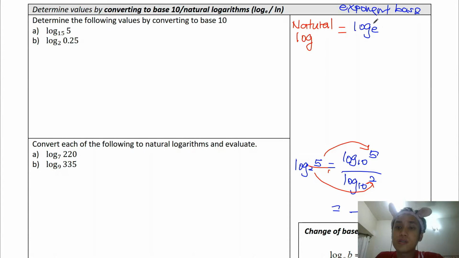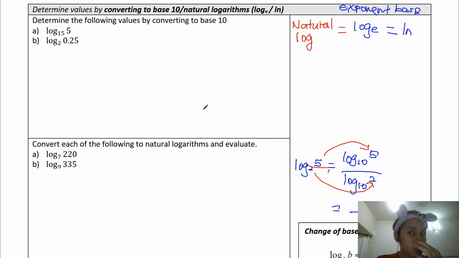Another way for us to write log e, they simplify it. Instead of writing log e, they simplify it into ln. On your calculator, you should be able to find the symbol for ln. Mine is here, ln. Also on your calculator you will see the letter e, the exponent. So this is what we mean by natural log. If the question asks you to convert using natural log, you need to change it into this form, log e and then ln.